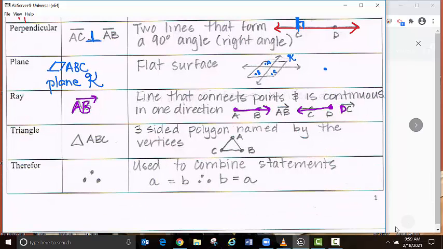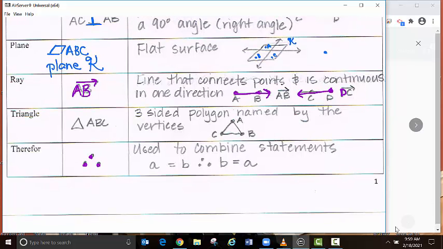Finally, a triangle is named by the 3 corners. You know what a triangle is. And lastly, these 3 dots mean therefore. Mathematicians are lazy. They don't want to have to write out therefore. So they'd say something like, if A is equal to B, therefore B has to be equal to A.